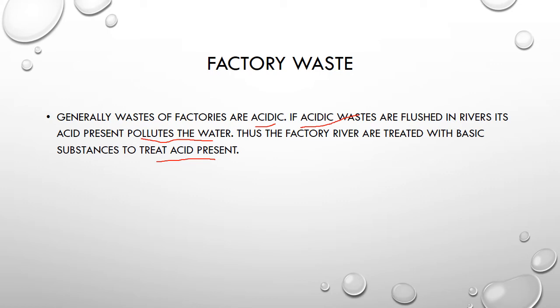Now let us have one more everyday example. Factory waste. What is factory waste? Whatever the waste of factories is, all of that is factory waste which they don't need. Usually they dump it in the water, right? These factory wastes are also acidic, and if acidic waste is flushed into river water, the acid present pollutes the water and kills the aquatic organisms, which is really not good. Thus the factory waste is treated with basic substances to neutralize the acid before being flushed into the river. I hope all of you understood what neutralization is, and I have even taken some everyday examples.